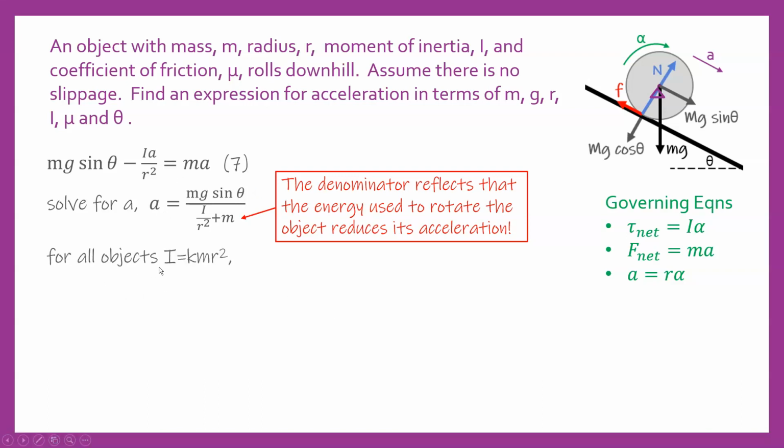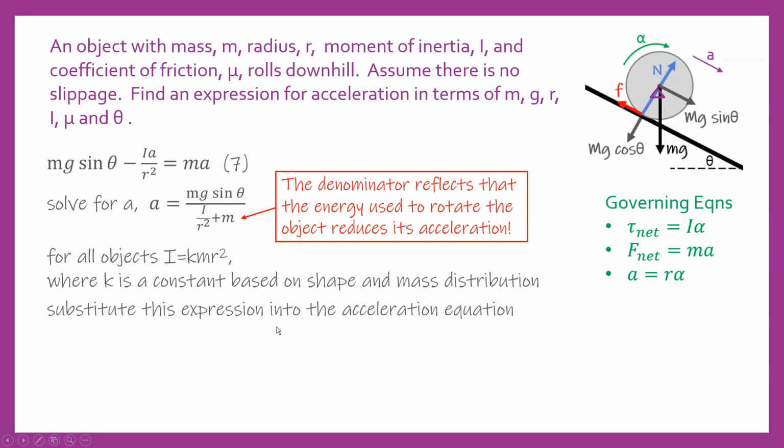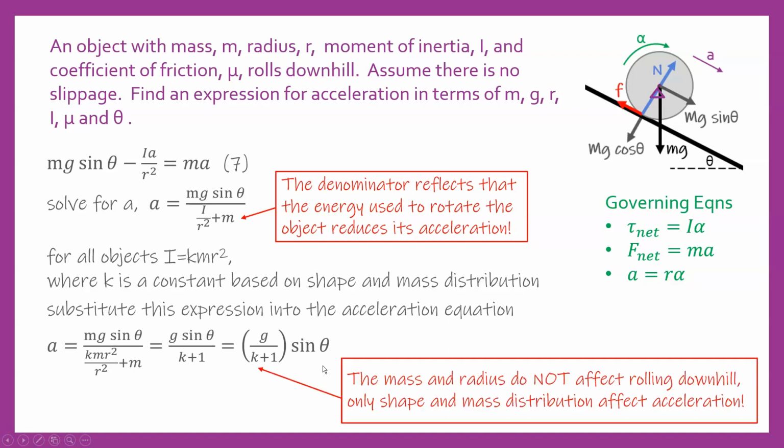And so we know for all objects their rotational inertia is in the form of k m r squared, where k is a constant based on the shape and mass distribution of the object. So let's go ahead and substitute this expression into the acceleration equation, and we go ahead and do some rearranging and simplifying, and we find out that the acceleration is equal to this. Notice the mass and radius do not affect rolling downhill. The only thing that affects rolling downhill is this constant k, and that's based on the shape and mass distribution.